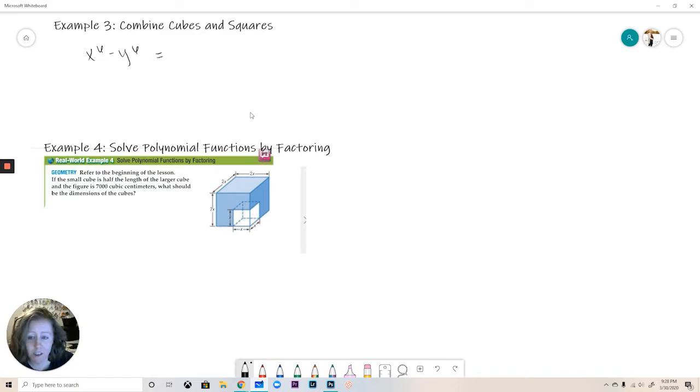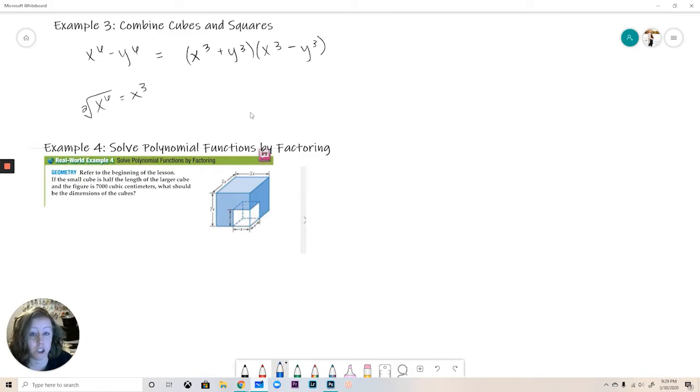First off, it doesn't quite look like cubes or squares, but it actually could be broken up into perfect squares. Because if you look at x to the 6th, if we take the square root of that, we're going to get x to the 3rd. You can do the same thing with the y term. So difference of perfect squares, you just do x to the 3rd plus y to the 3rd, and then x to the 3rd minus y to the 3rd.